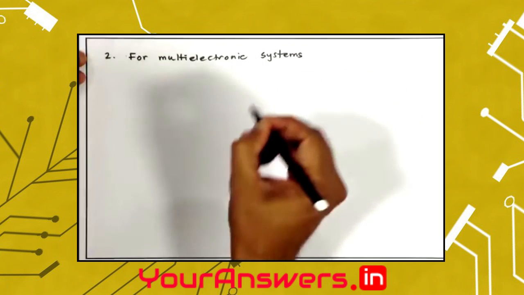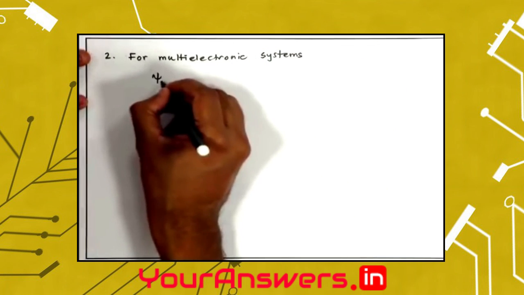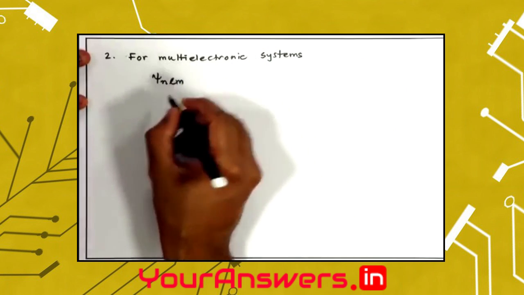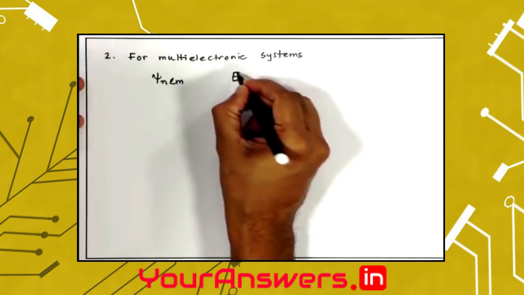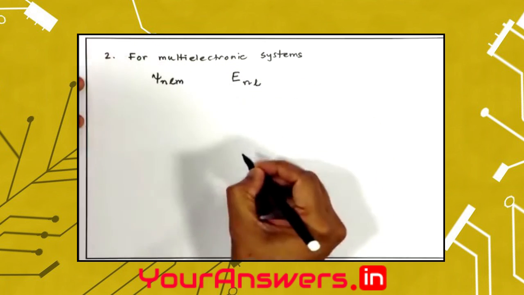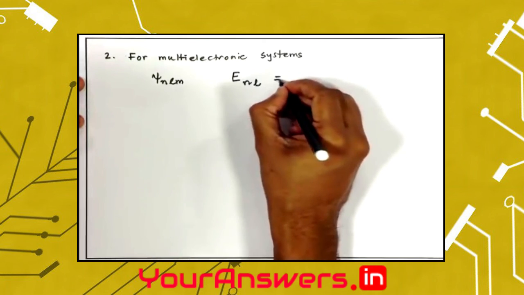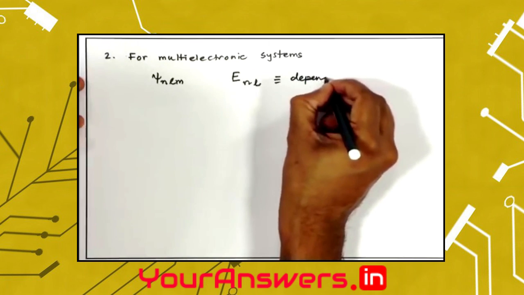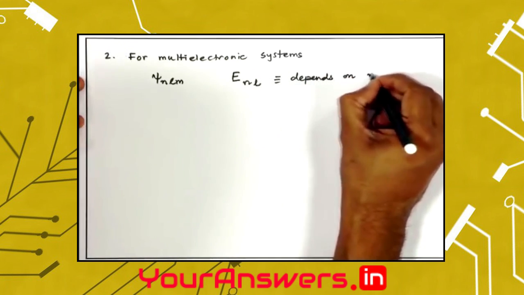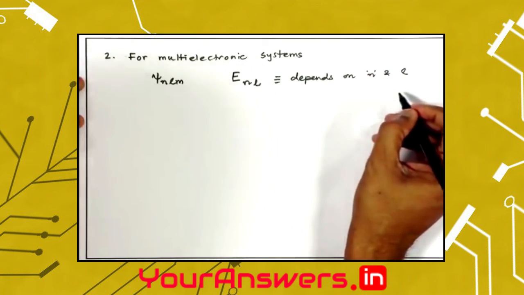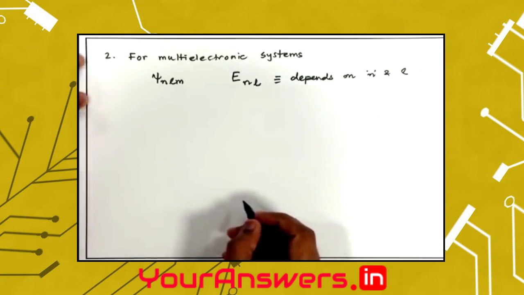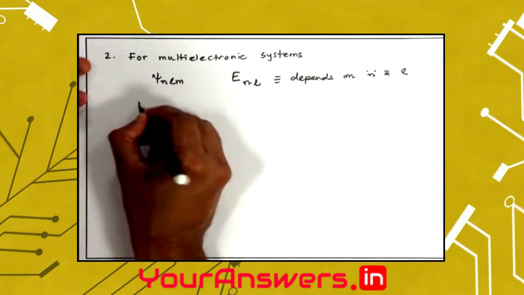For single electronic systems like hydrogen, we had the wave function psi n l m, and here also we have the same wave function, but here the energy value depends on n as well as l. So, the energy value depends on n and l, but it does not depend on m. Okay. So, what do we have? Let us write down the orbitals that we know.